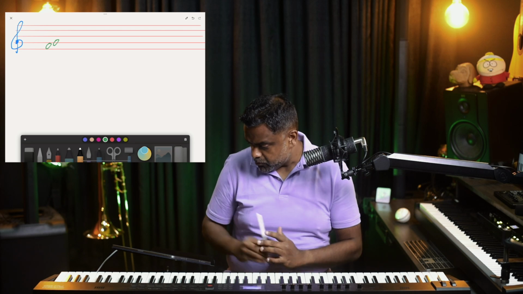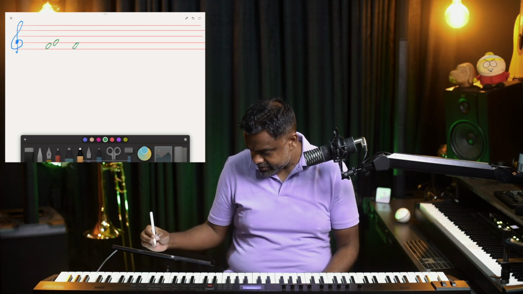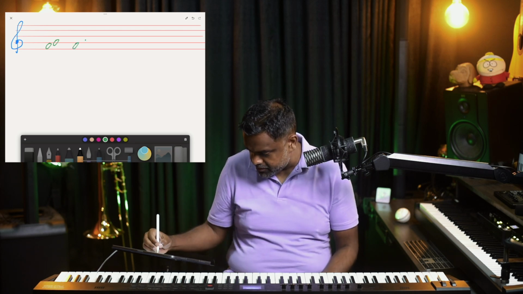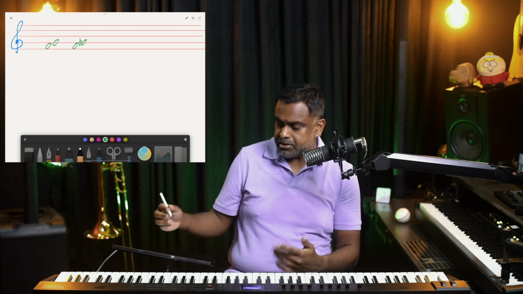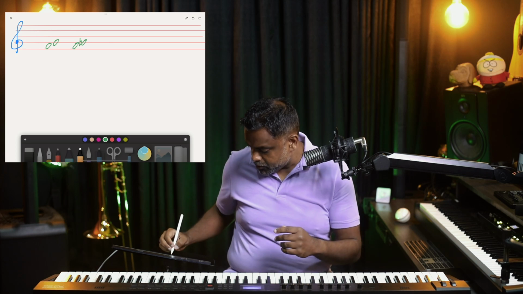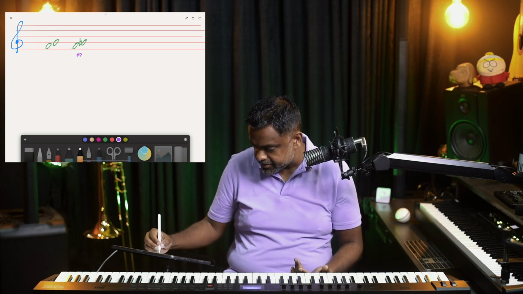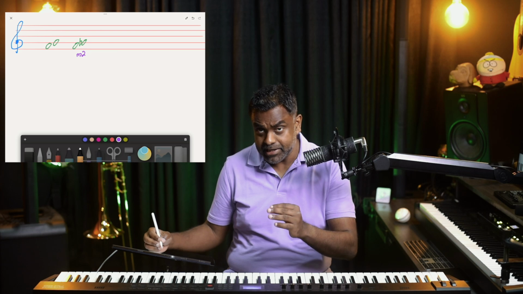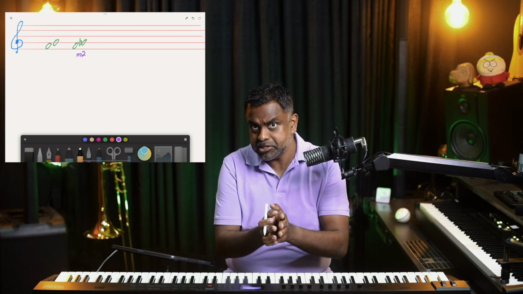2 steps from anywhere. What will be F's minor second? F to G flat. So even though some of you might acknowledge that G flat is also F sharp, if you want to call something a minor second, you'll have to write it as G flat. And I'm telling you this from a theoretical perspective.